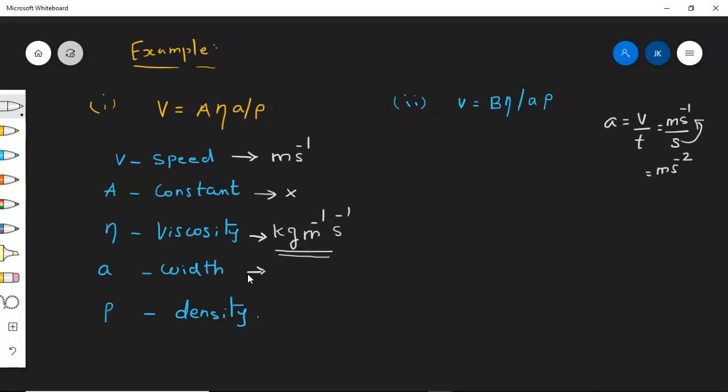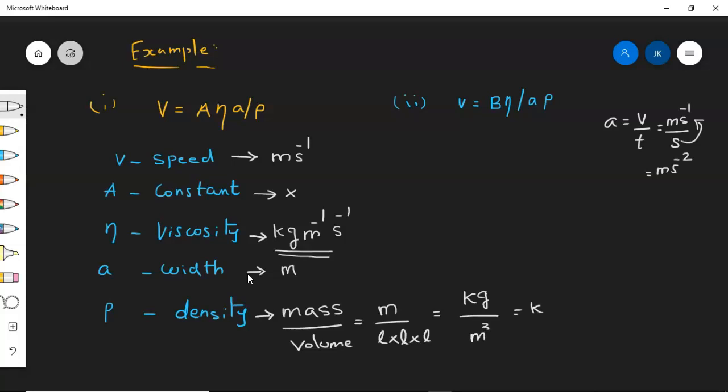Unit of width is meter, and density, write the formula of density, mass divided by volume, mass divided by length multiply length multiply length. Unit of mass is kilogram, length is meter, so it becomes meter cube. Kilogram, if you take it into the numerator, kilogram per meter cube. So these are all the units, number 1, 2, 3 and 4.